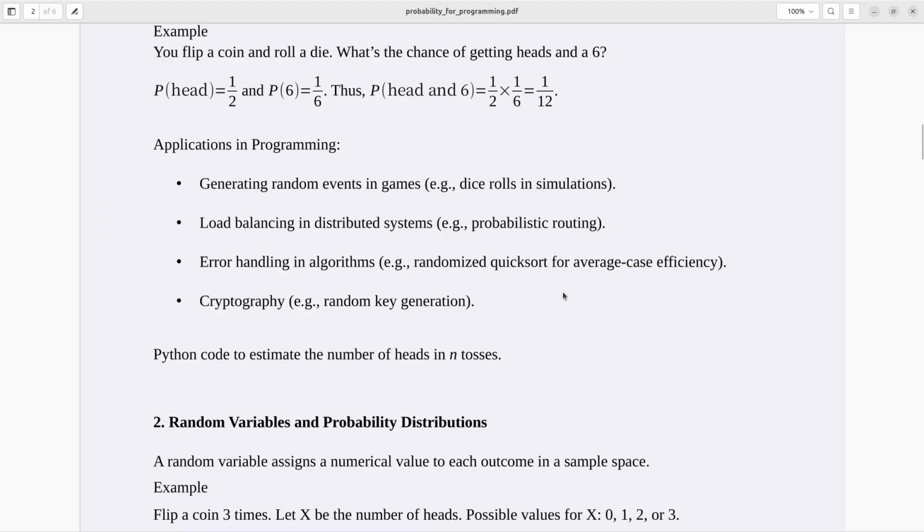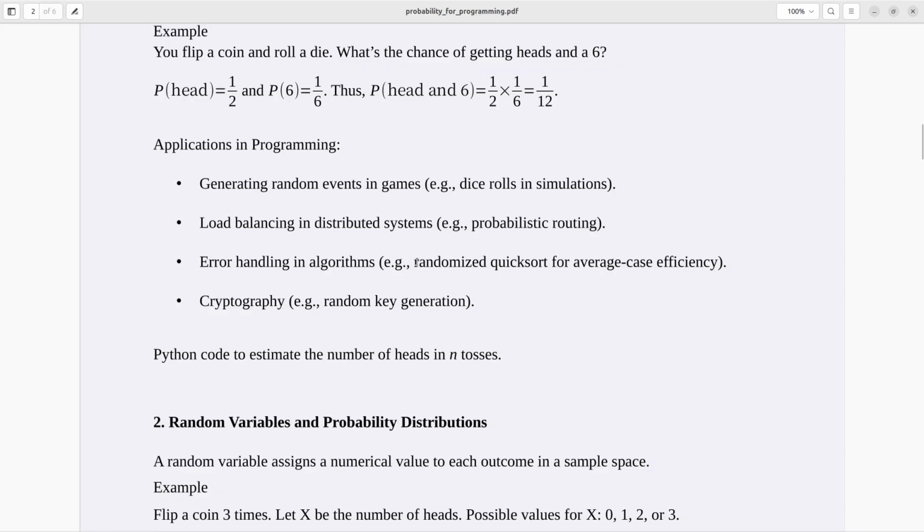So how can we apply probability in programming? We can use it to generate random events in computer games, for example, the simple dice rolls in simulations. Or we can use it to handle the load balancing in distributed systems, because the routing of the distributed systems is probabilistic, okay? That means which route to choose has some kind of random pattern, okay? And we can also use probability to handle errors in algorithms.